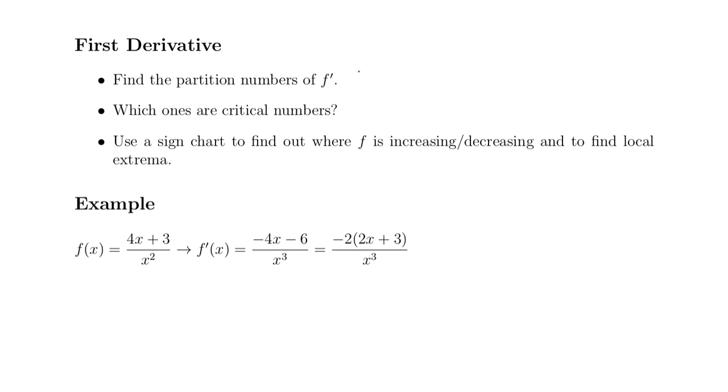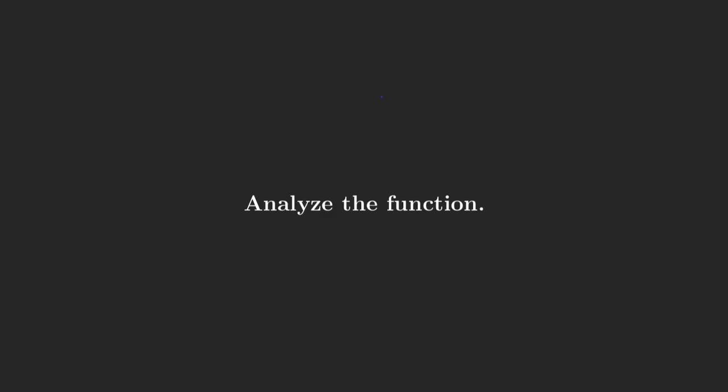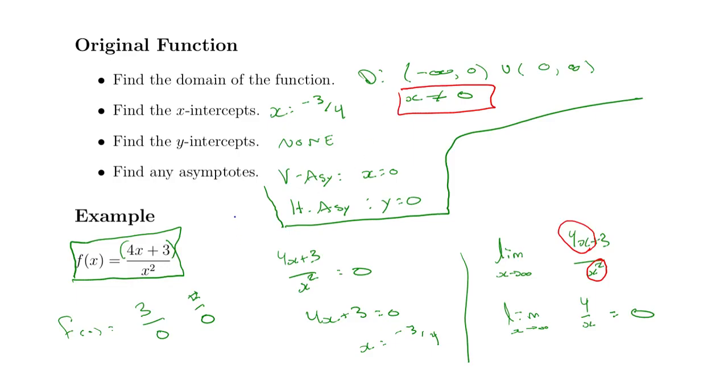Because now when we're looking for partition numbers, we've got two of them. We've got a partition number of 0. That's from our denominator. And we have a partition number of negative 3/2. Now, right off the bat, warning bells might be going off with this one. We know that the critical numbers are only going to be negative 3/2. Because 0, we said, for here, was a vertical asymptote.